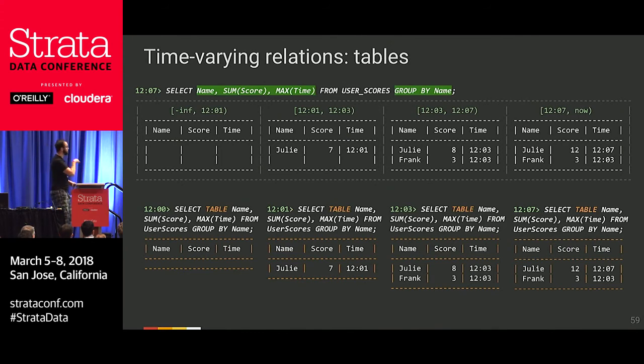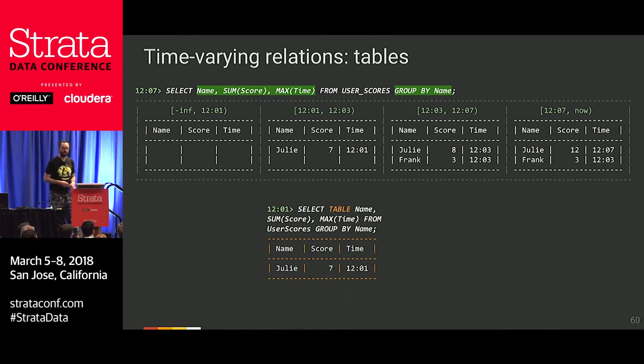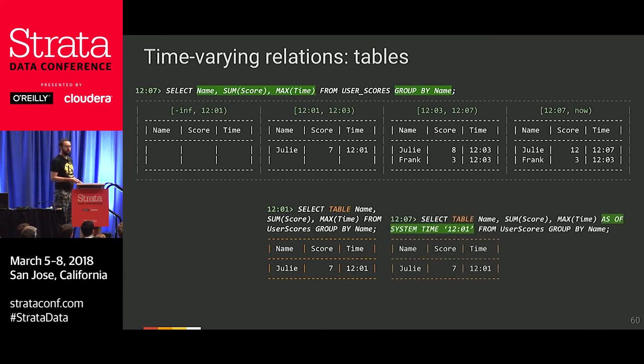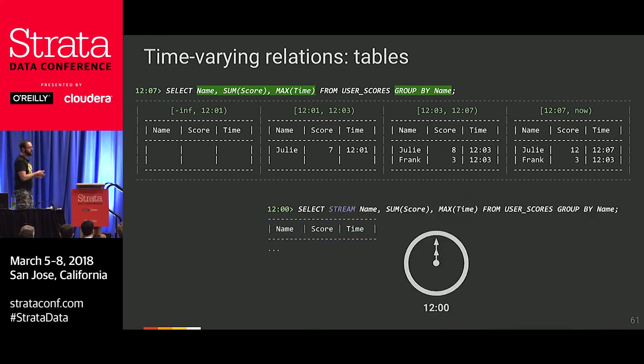But the one thing that's cool here is that there's actually precedent for this in the SQL standard already. If we wanted to see this view of the table at 12:01, we could query at 12:01. But also if we went to query it later, there's in the SQL standard an as of system time keyword that lets you, if you have a temporal table, say, hey, show me what this table looked like as of 12:01. So even if we queried it at 12:07, we could still see what it looks like. So this is already a thing that exists in the database world. Like I said, the database community has already largely solved most of this stuff. It gets a little more interesting when you start to look at streams. So what does a stream look like?